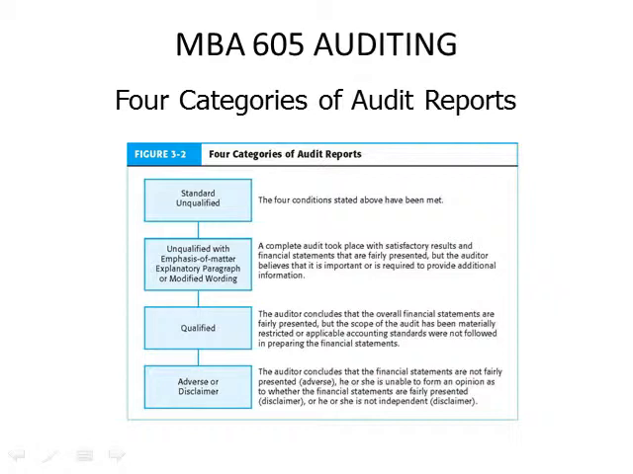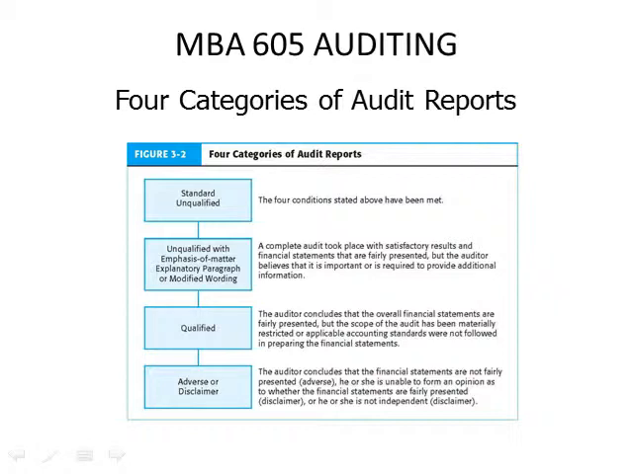The other is an unqualified with emphasis of matter, explanatory wording, or modified wording. We use this report when the financial statements are presented fairly, but the auditor believes it is important or is required to provide additional information. And this additional information is aimed at the users of the financial statements to help them understand something unique or special that surfaced as a result of the audit.